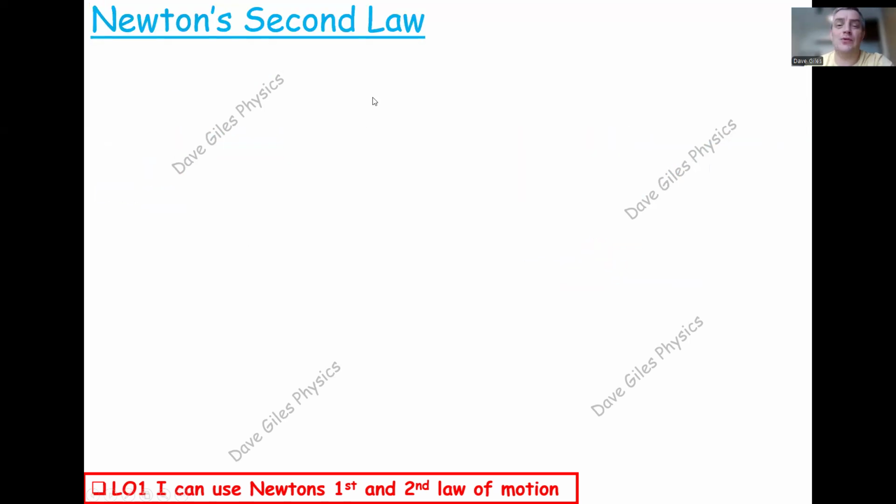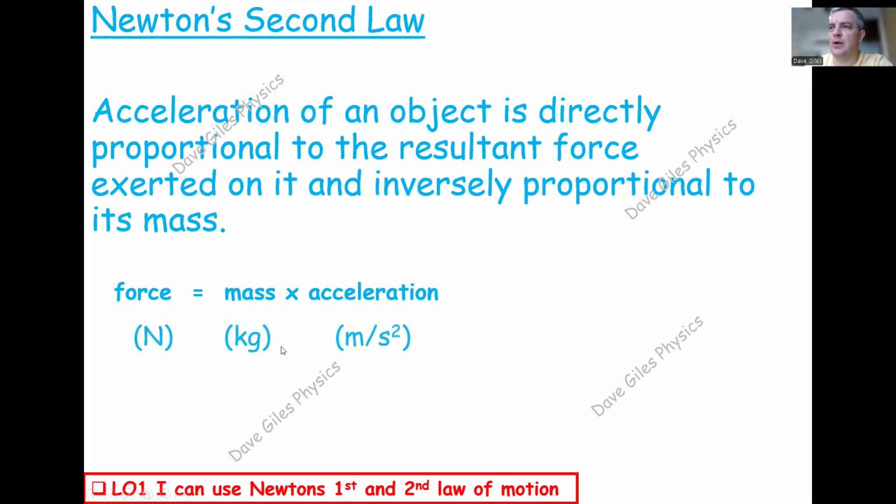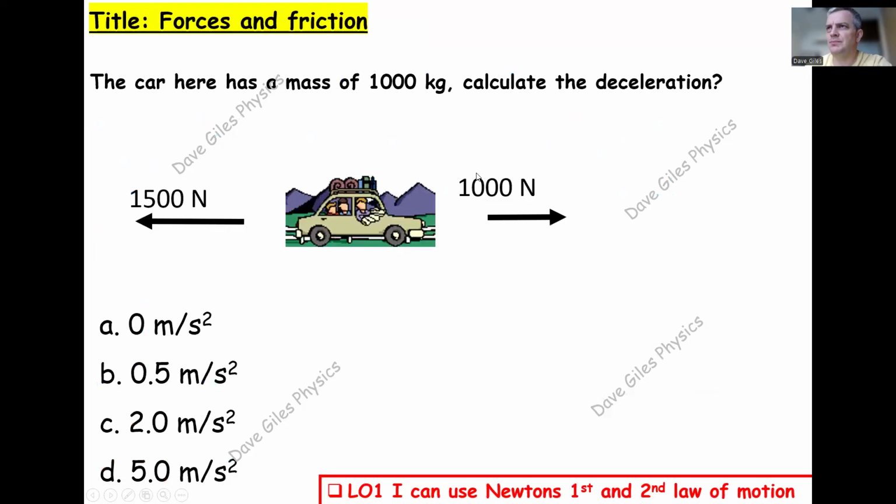That's Newton's first law. Now let's have a look at Newton's second law. Acceleration of an object is directly proportional to the resultant force exerted on it and inversely proportional to its mass. And from that, we get an equation. Force is mass times acceleration, or F equals ma, where force is measured in newtons, mass in kilograms, and acceleration in meters per second squared. We can also use a formula triangle, but I won't talk you through them.